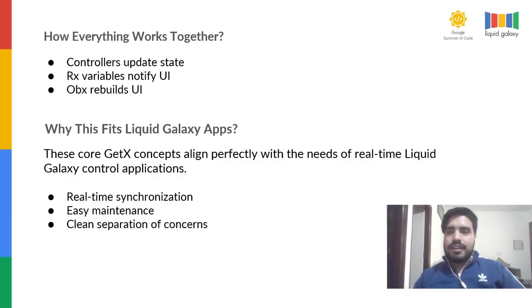Now let's understand how everything works together. The controller updates the state of the application, the Rx variable notifies changes on the UI, then Obx reveals that on the UI. Now let's understand why this fits Liquid Galaxy apps. These core concepts align perfectly with the needs of a real-time Liquid Galaxy control application, and it is easy to maintain with a clear separation of concerns.